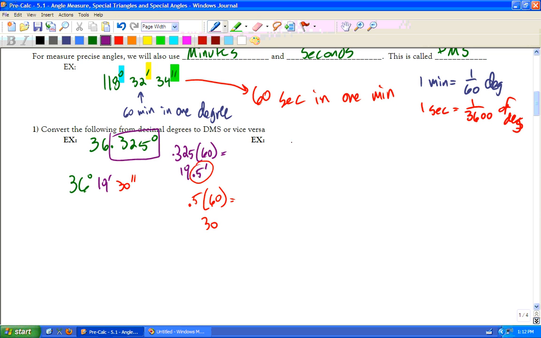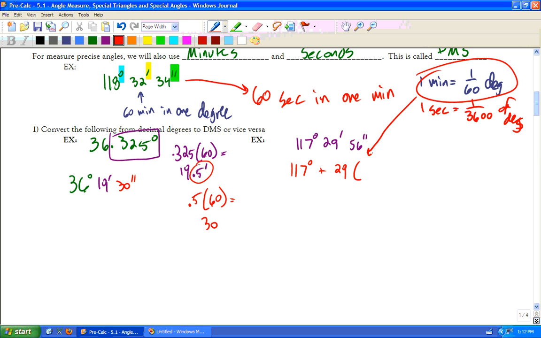It's a similar idea to convert from degrees, minutes, seconds into decimal degrees. So if we take a look at 117 degrees, 29 minutes, and 56 seconds, we can add up the various parts. We're going to start with 117 degrees. We're not going to touch that. We're going to add 29 times, and since 1 minute equals 1/60th of a degree, we're going to multiply by 1/60th. Dividing by 60 does the same thing.